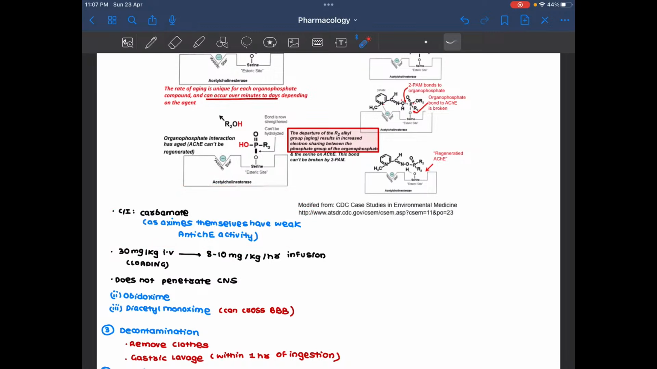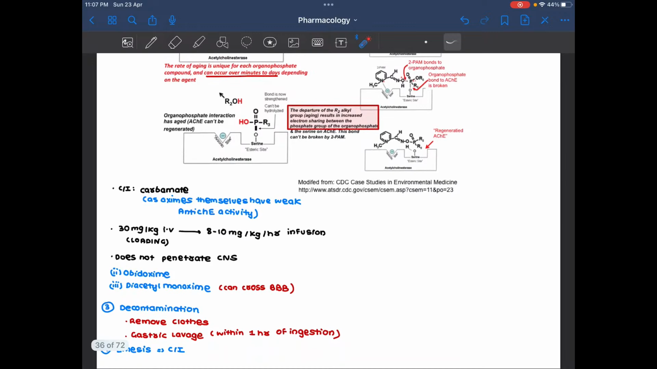It's mainly carbamate because oximes themselves have weak anticholinesterase activity on their own. How are we going to give it? We're going to give it 3 milligram per kg IV loading dose, and then we're going to continue it as a slow infusion of 8 to 10 milligram per kg per hour. They're not going to penetrate the CNS. Mainly in CNS cases, pralidoxime is not going to do that. For that we can use diacetyl monoxime, that is DAM.